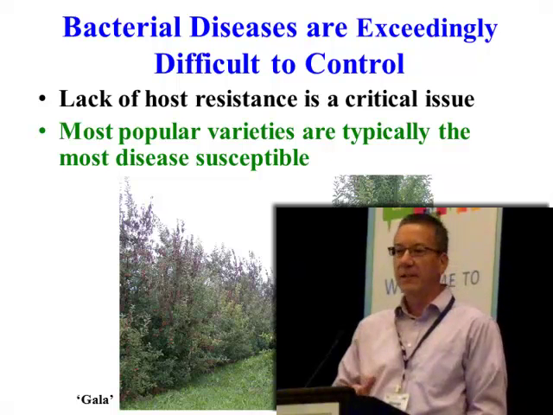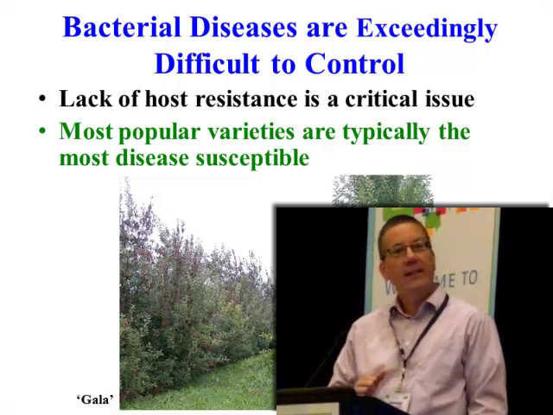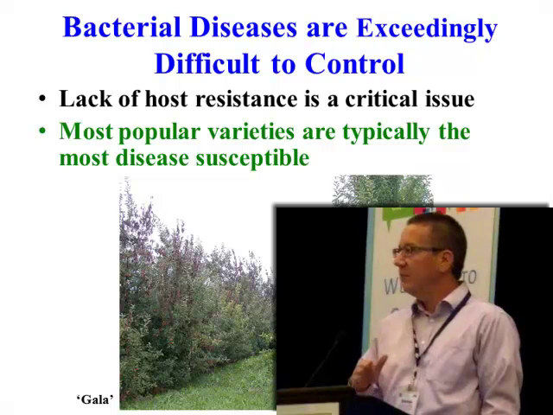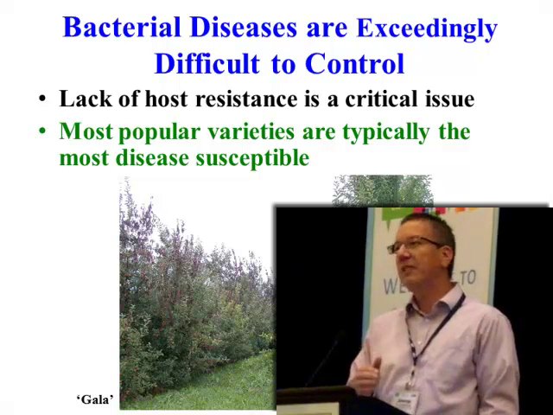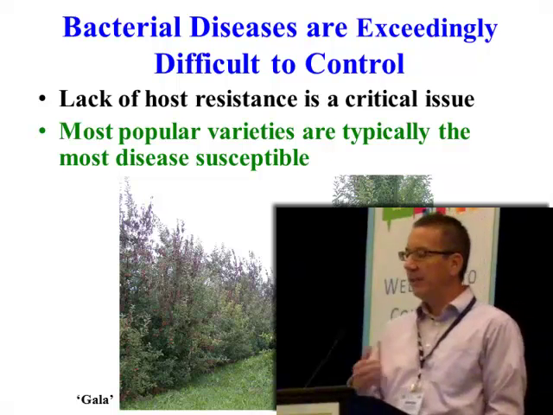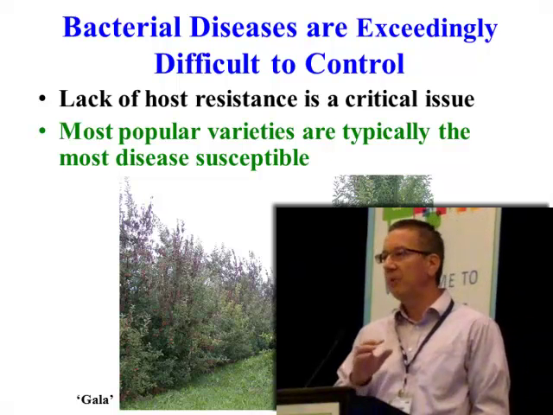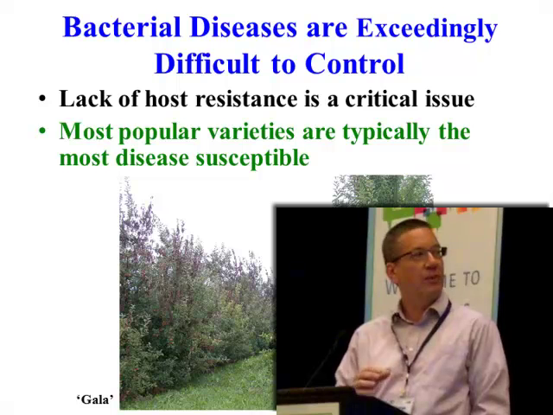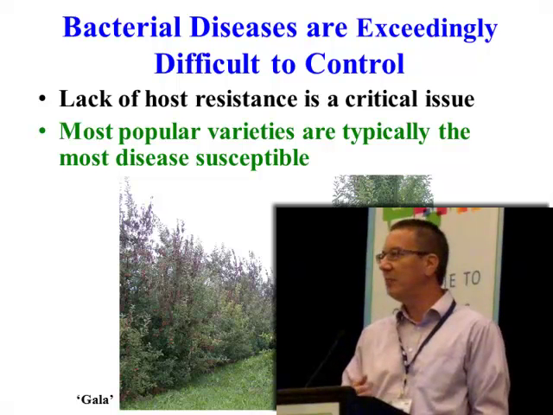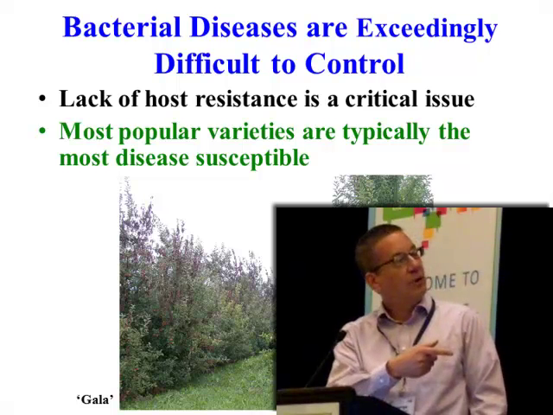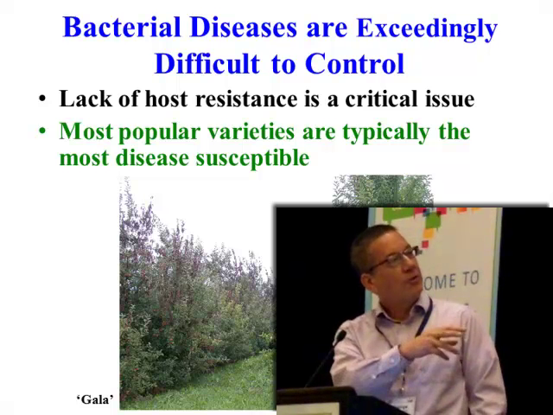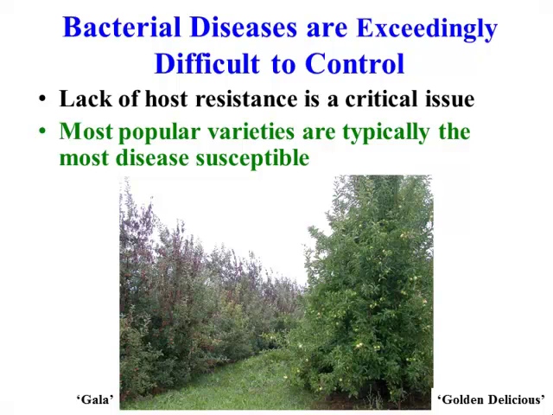Unfortunately, when we think about fruits and vegetables that we like to eat, most of the cultivars that produce these particular types of fruits that we like are usually highly susceptible to diseases. And so, for example, in this photo I'm showing here, there are 2 rows of apple trees. One row is Gala, one row is Golden Delicious. They're treated exactly the same way.